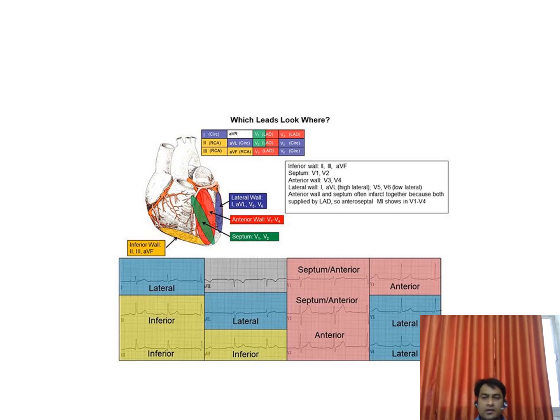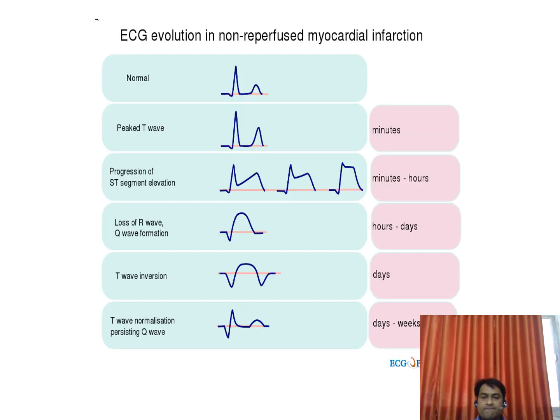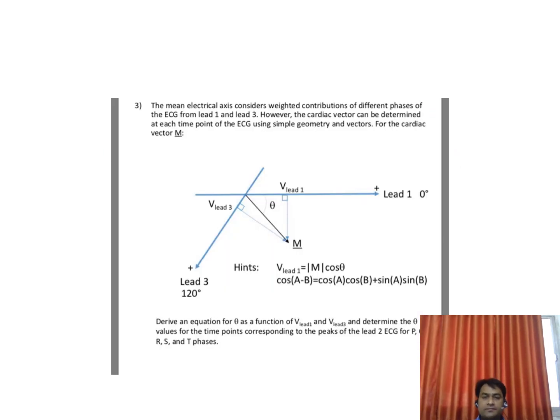And anterior wall and septum are often inferred together because both are supplied by the left anterior descending artery. So anteroseptal myocardial infarction shows in V1 to V4. The changes between the septum and anterior wall normally cannot be separated because both are supplied by the left anterior descending artery, seen in V1 to V4.